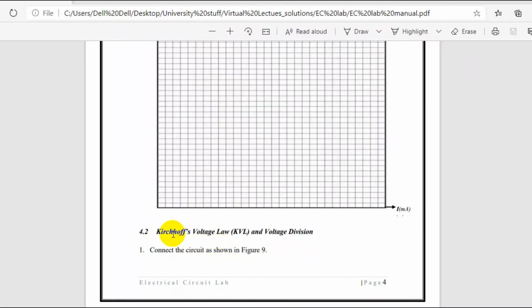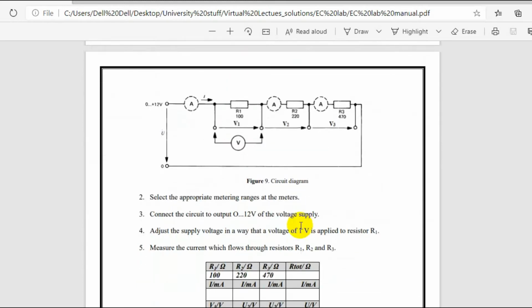Now we are going to perform Kirchhoff voltage law and voltage division. So this is a circuit diagram. This is a bit tricky. Here again we are using a voltmeter and an ammeter, but the resistance R1 is 100, R2 is 220, and R3 is 470. All are connected in series.